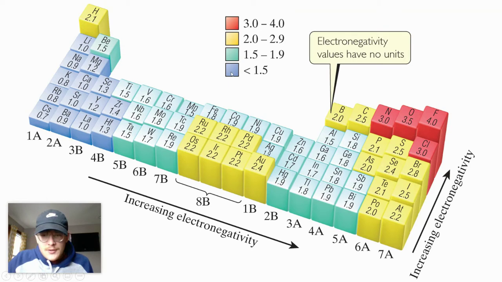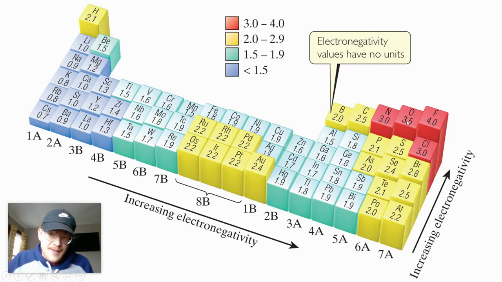All right, so where are we going to go with this? So these values, right? These values are relative. We only use these in a relative sense. What do I mean by that? Well, if I want to know if there's a bond, let's say, between oxygen and hydrogen, and they're sharing electrons, I want to know which one's going to be hogging the electrons more. Well, how would I figure that out? I would look at these values.